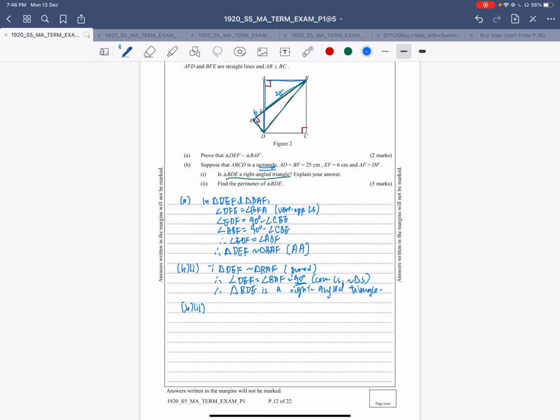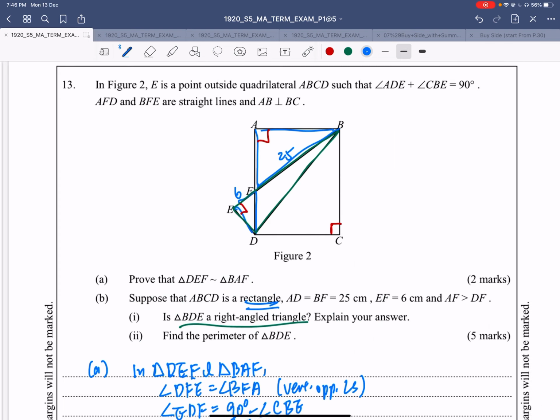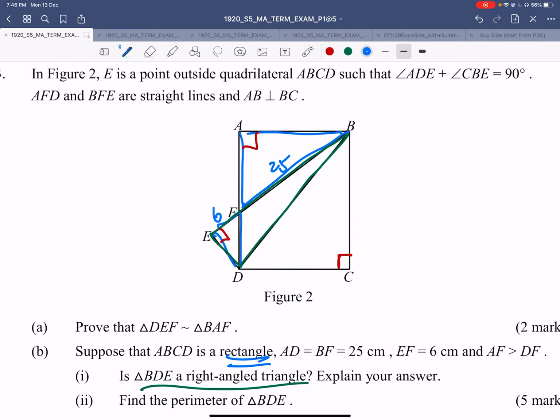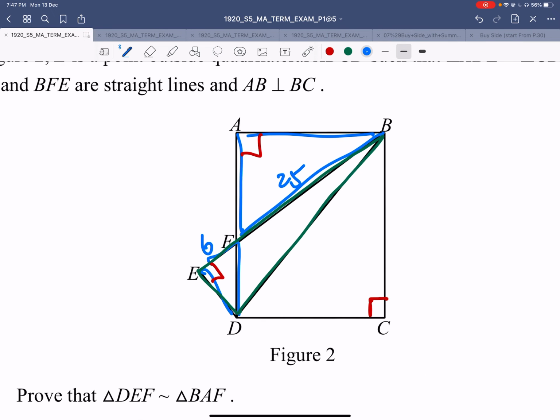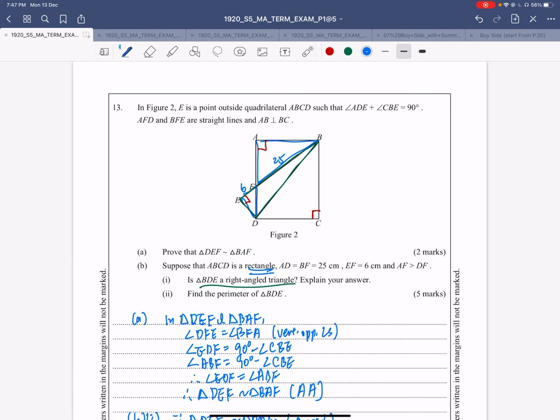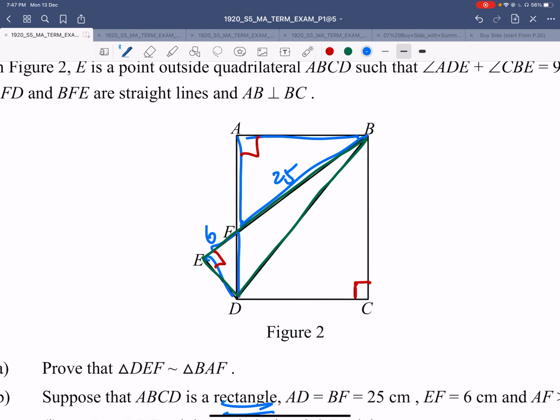All right, part B2. This will be a more complicated part. Find the perimeter of triangle BDE. How much do we know? We first know this is 31, and then how do we know DE? We can actually use the ratios. You know this is 25/6. Try to use the ratios here so that we can obtain some of the answers. And we also know that AD is equal to 25 as well.